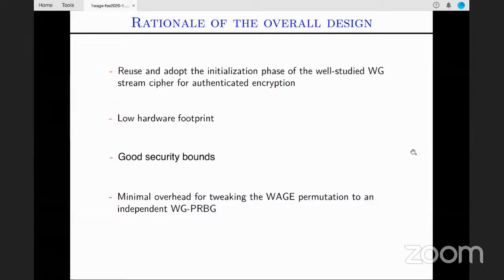Our second main goal was to achieve a lower hardware footprint, and obviously we want good security bounds. Finally, we want minimal hardware overhead for tweaking the permutation into an independent WG-based pseudorandom bit generator, which has certain theoretical properties like full period and 2-level autocorrelation by design. So these are our overall goals.